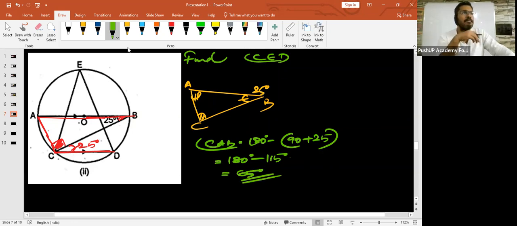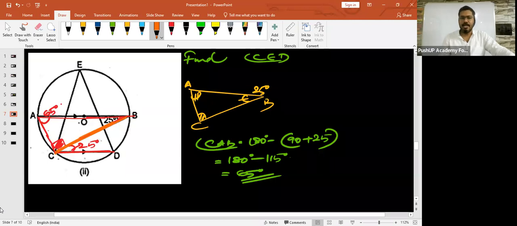Angle sum property. Okay. Joanne, did you follow it? Monish? Understood. So this is 65 degrees. What is angle CAB? It is the angle subtended by chord CB on the circumference, isn't it? But the question that they have asked us is what? To find angle CED. How will you get that angle?